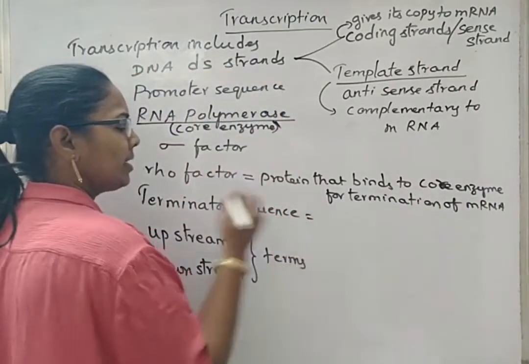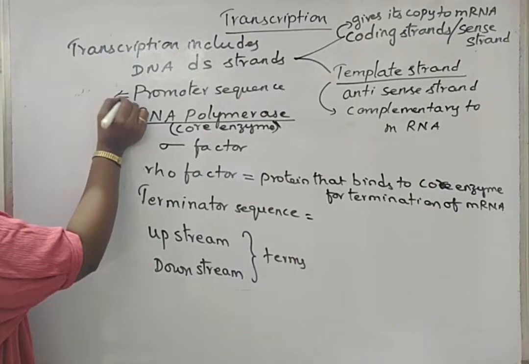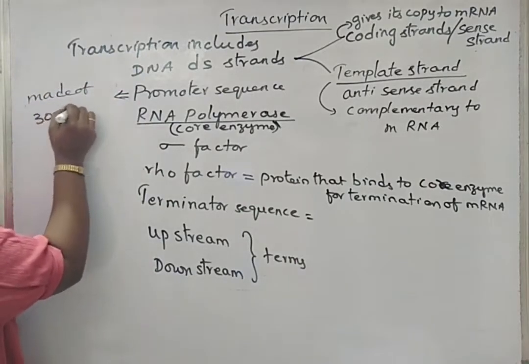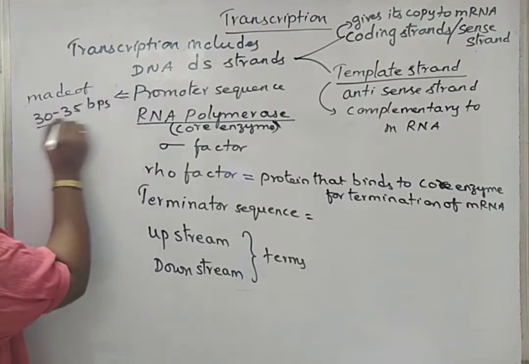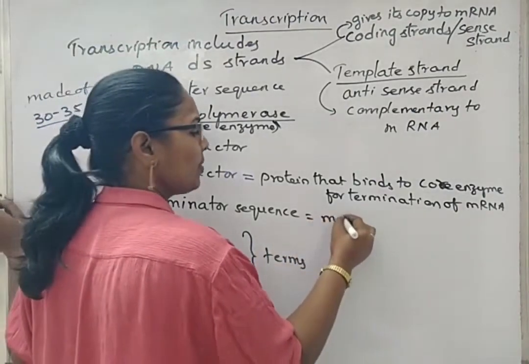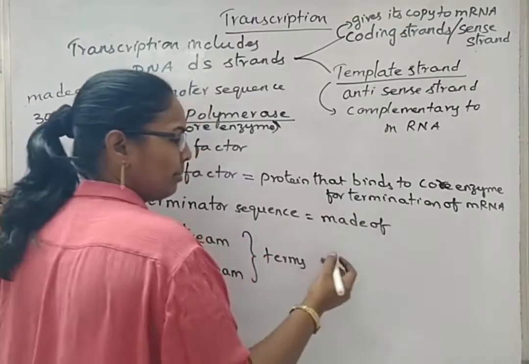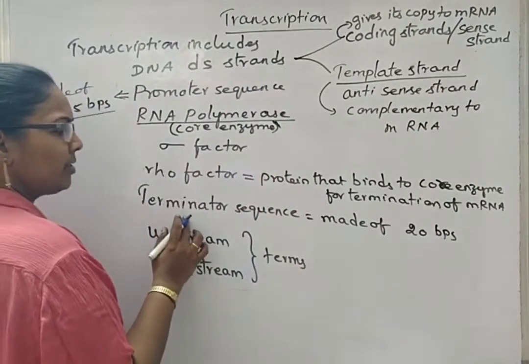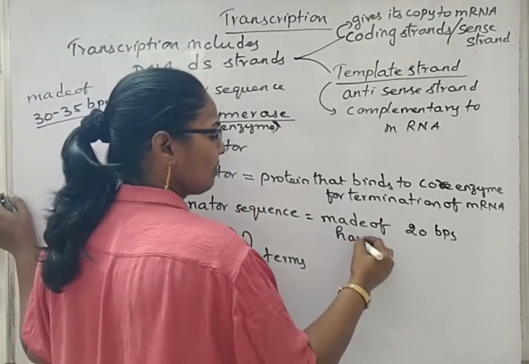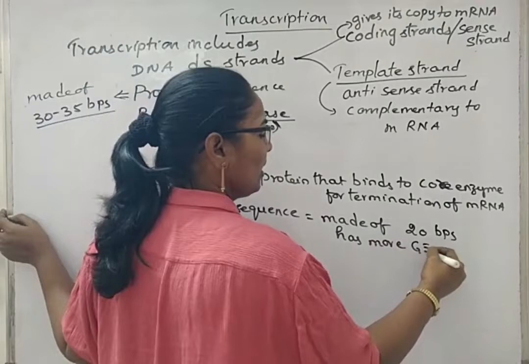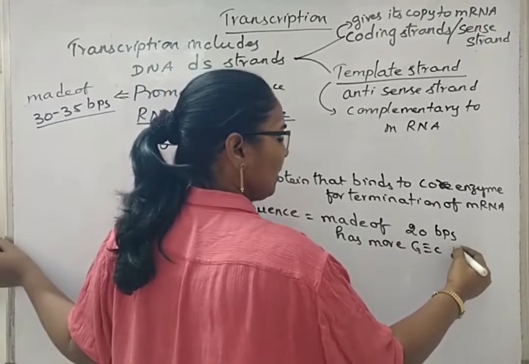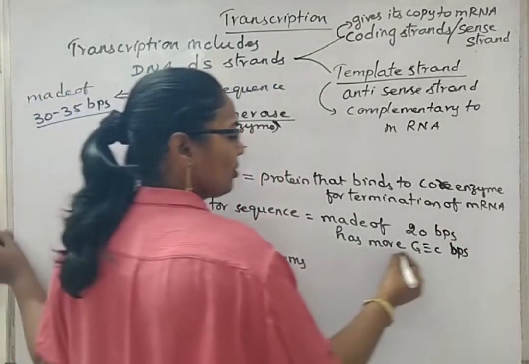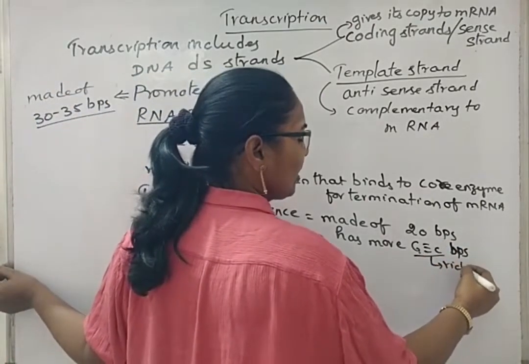Next, the terminator sequence. The promoter sequence is nearly made of 30 to 35 base pairs. The terminator sequence is made of, this is an approximate number, 20 base pairs, and this terminator sequence has more guanine cytosine nitrogen bases or base pairs. We can also call it a guanine cytosine rich area.